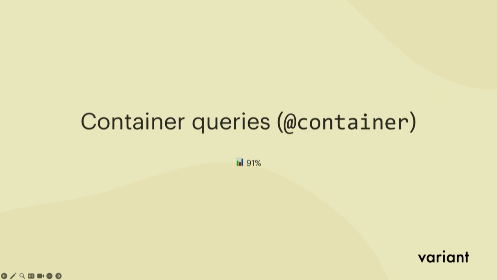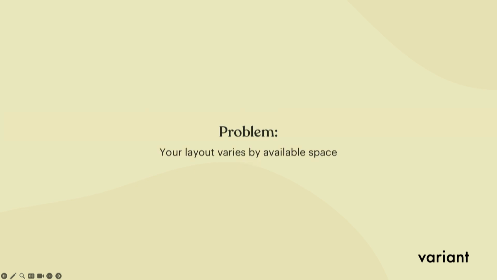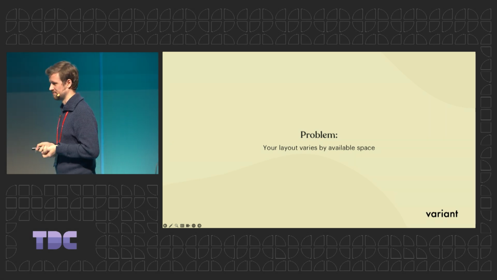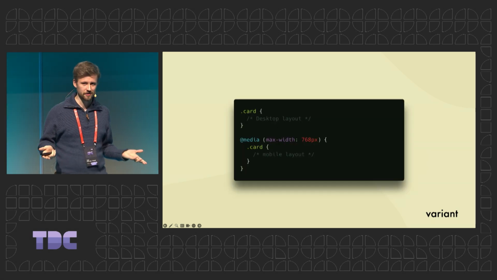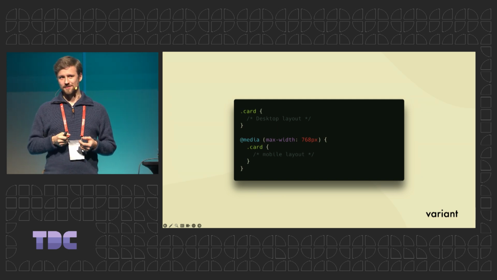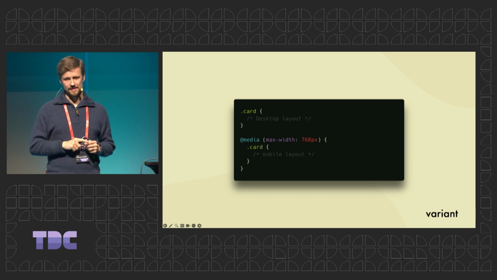Next, we have container queries. A very common problem for us is that our layouts will vary by available space, right? And you're going to tell me that, Jakob, we have a solution for this. They're called media queries. And that's true, but only if your layout depends on the space available in the entire viewport. And that's not always the case, right?